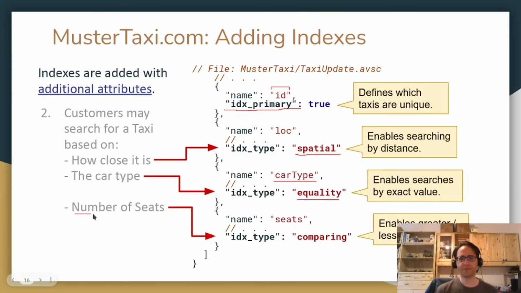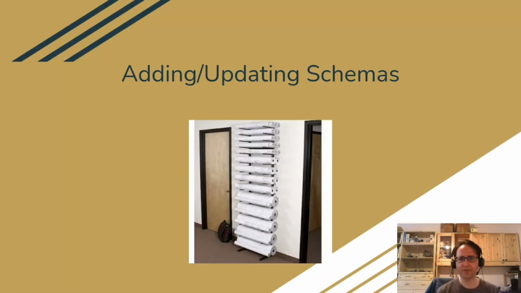Finally, we have this number of seats. Here we actually may want to compare values. I want any car as long as it has more than 4 seats, for example. A 6-seater car would be fine. So to do that, we create a comparing index. The only thing it costs you is a little bit of performance, but you have more flexible queries. And that's it. You just define these fields and the system automatically will accept them and your system will become ready to use. So let's get a little bit more into that.